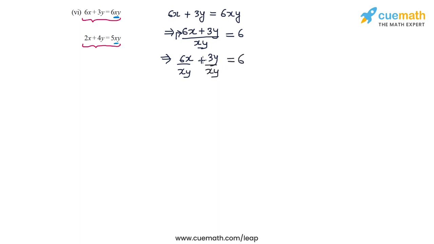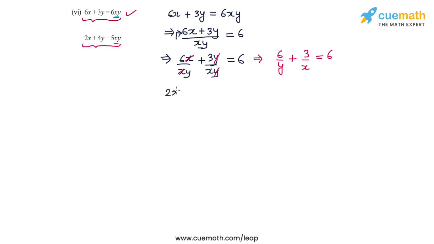And now we see that from the first term these x terms cancel out. So we get 6 by y, and from the second term we have the y's cancelling out, so we get plus 3 by x equal to 6. So this is what we get from the first equation. Now let's do the same thing for the second equation.